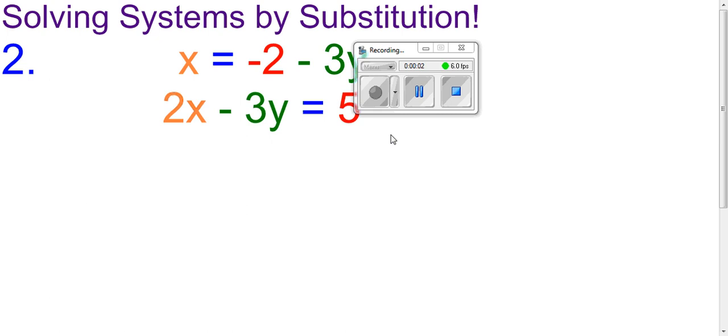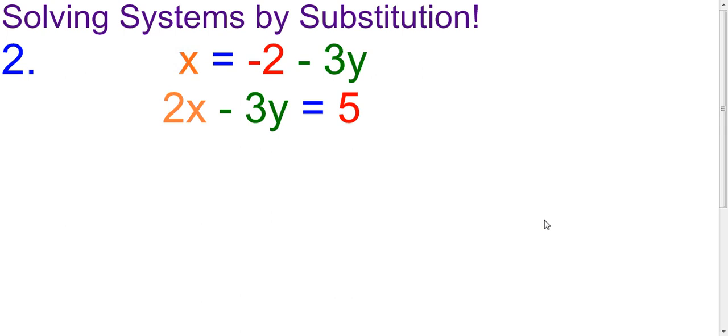All right, in this lesson, we're going to look at another way to solve systems of equations, and this one would be to do it with substitution. With substitution, what you want to look for is you want one of your equations, or both, to be solved for either x or y. So if we look at this top equation on this example, we can see that it's solved for x.